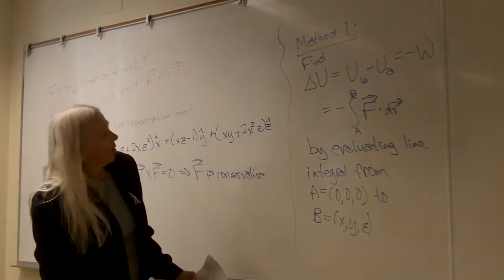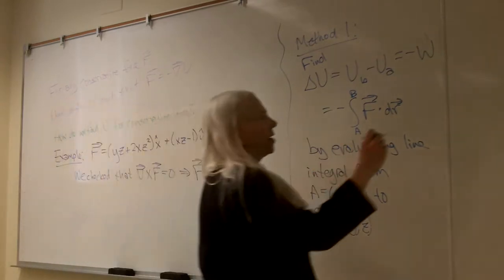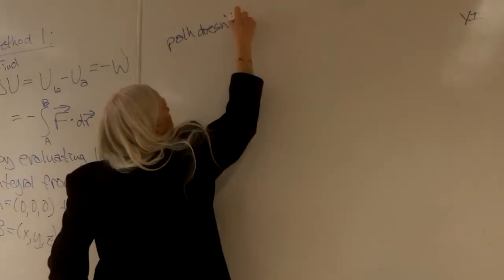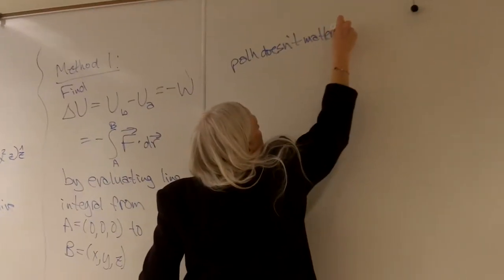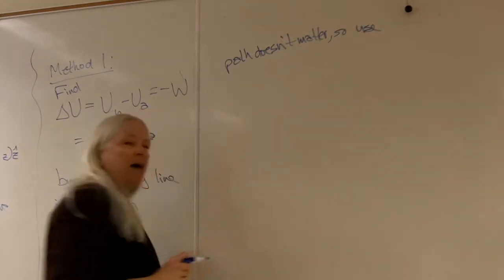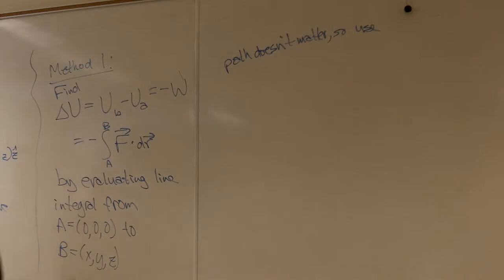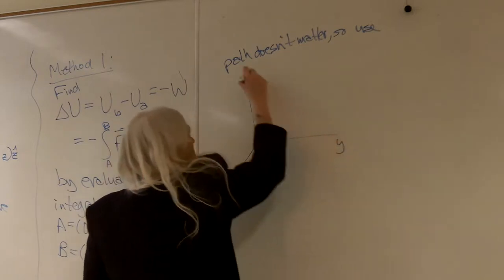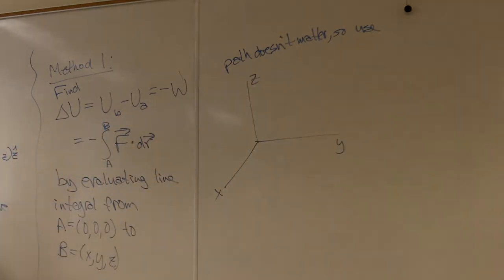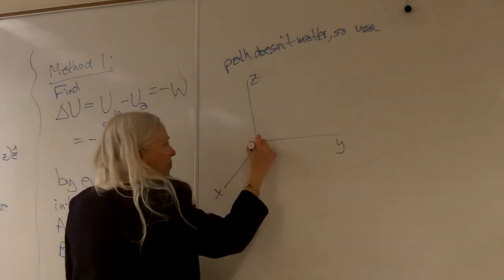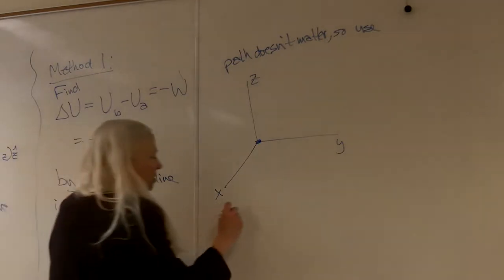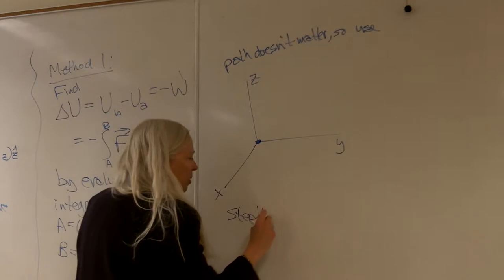Now, since F is conservative, the path doesn't matter. For a conservative force, we should get the same answer for this work no matter what path from point A to point B we use. So let's pick a path that is going to make it easy to evaluate this integral. If this is the x, y, z coordinate system, here's our x-axis, here's our y-axis, here's our z-axis. We're going to start at the origin. We're going to do one of these paths that has several steps, like we did in the examples of line integrals last time. So step one is going to be a straight line.